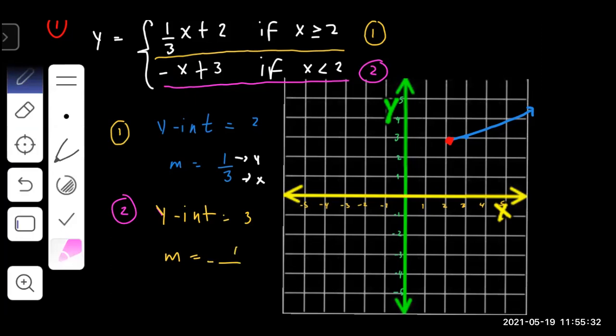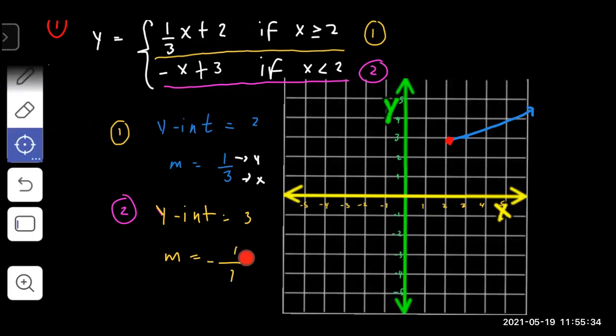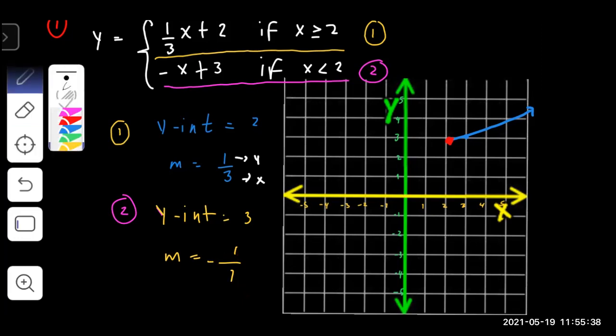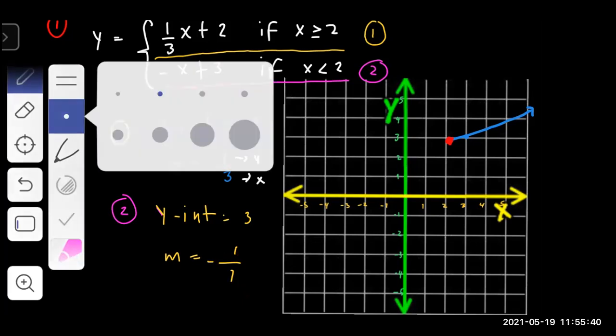Negative 1. Over 1, because we don't have anything else. Okay, it's 1 here, over 1. Okay, negative 1, correct. Now, let's graph it as normal, guys, as usual.